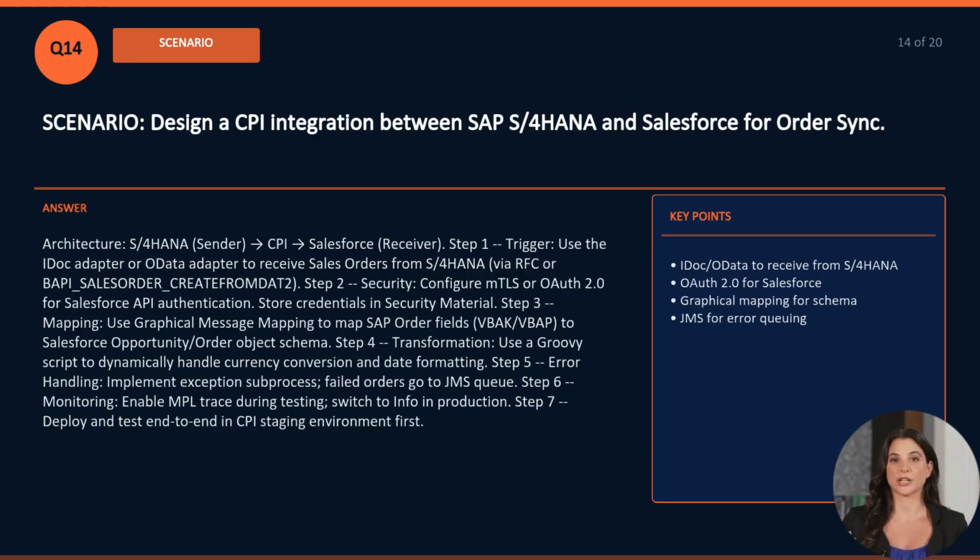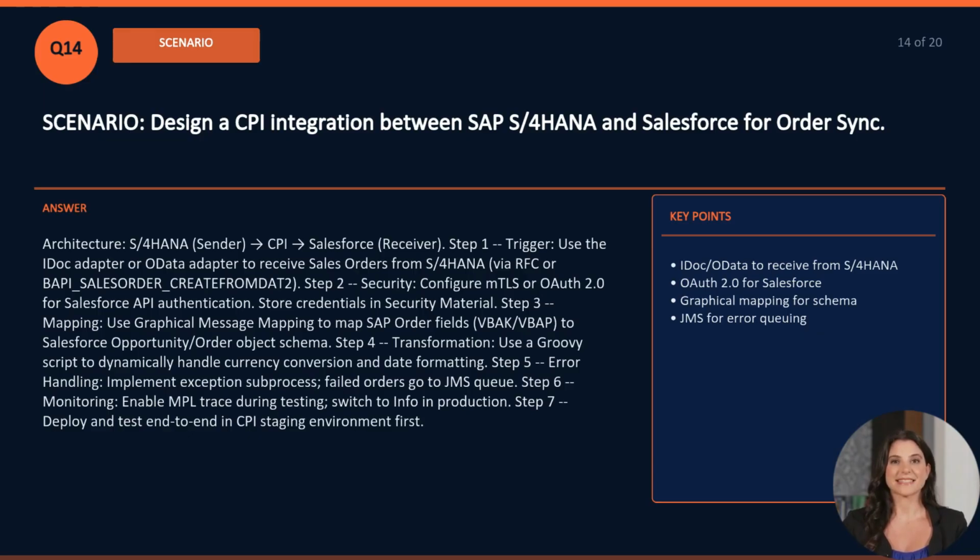Step 2. Security setup. For Salesforce authentication, configure the OAuth 2.0 client credentials flow. Store the Salesforce client ID, client secret, and token URL securely inside the CPI security material store. Never hardcode them in the iFlow.